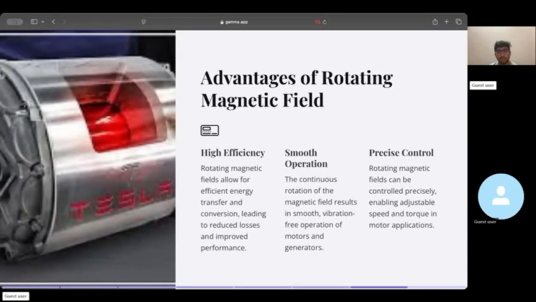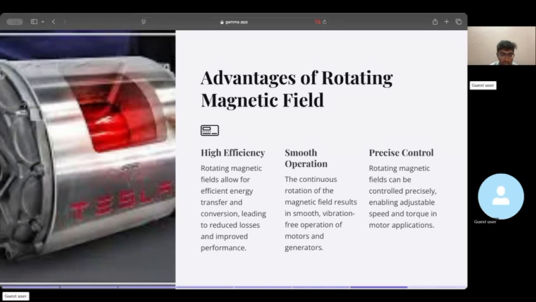Advantages of the rotating magnetic field. These are highly efficient. This technology can be used for highly efficient power usage. We can transfer this energy to many things. We can power lights, tube lights, electric vehicles, fans, and many other applications, and therefore we can use this with efficiency without wasting any energy.